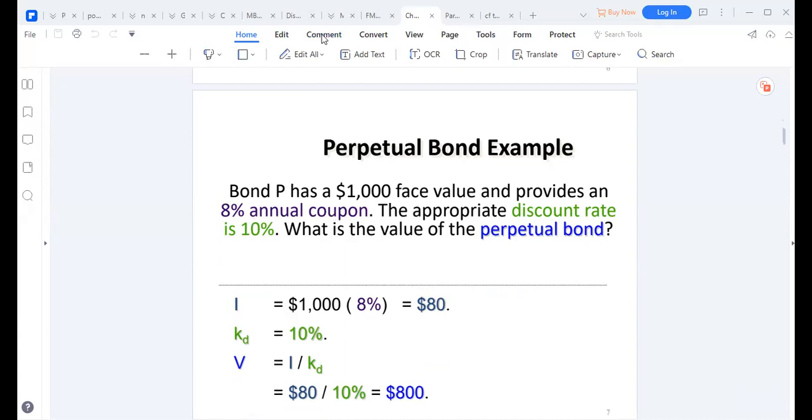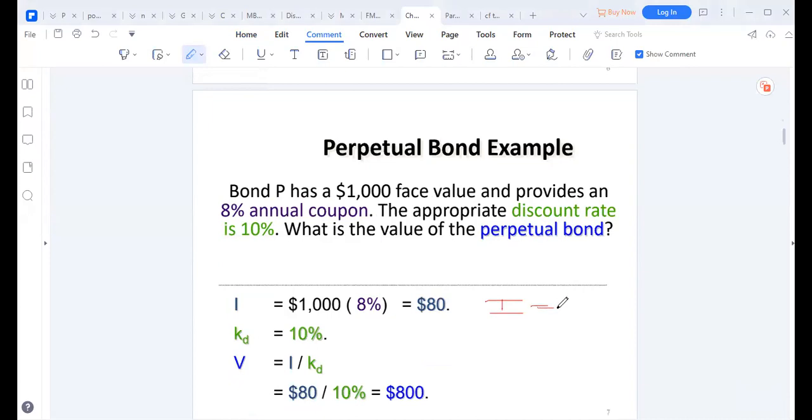So in this formula, we have been given that capital I is simply small i times what? Maturity value, face value. So our coupon interest, the job is simply to calculate the capital I. So 8% of what? Of 1,000 is 80. So our perpetual bond is I over KD. So 80 divided by 0.1, we get 800. So this is how we calculate the value of the perpetual bond.